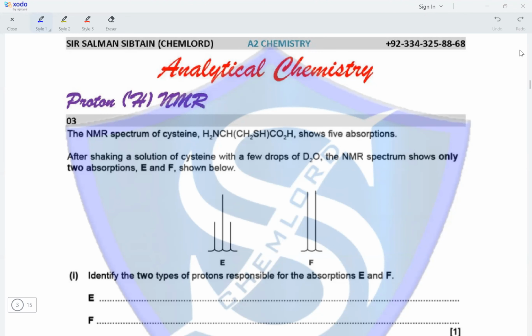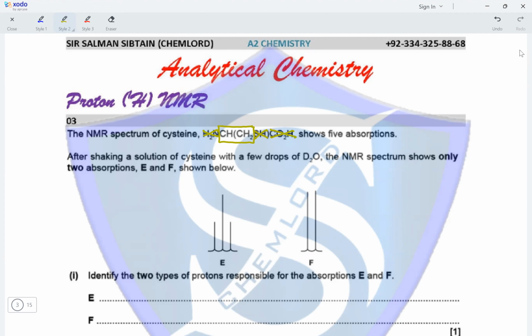Question 3. The NMR spectrum of cysteine shows 5 absorptions. After shaking a solution of cysteine with a few drops of D2O, the NMR spectrum shows only 2 absorptions, E and F, shown below. So, when we add D2O, the peaks having labile protons would disappear. So, that would mean the NH2 peak would disappear, the SH peak would disappear, and the COOH peak would disappear. This would leave only the CH attached to the CH2 group as the environments giving us the two absorptions.